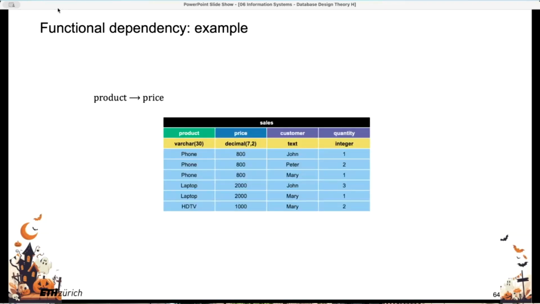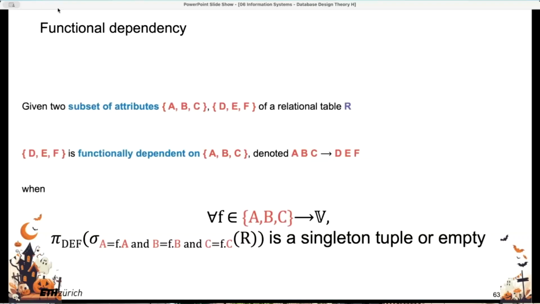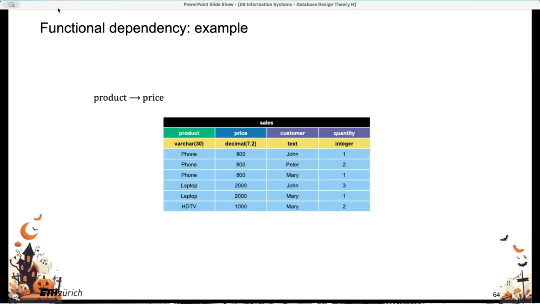Let's see it visually. Imagine that I want to see that product functionally determines price. So I just pick one value. I could pick 800, I could pick 2000, I could pick 1000. Sorry, why am I looking at the price? I should look at the product. I should look at the left-hand side. So I pick a product. I could pick phone, I could pick laptop, I could pick TV, one of the three. So let's pick phone as an example.